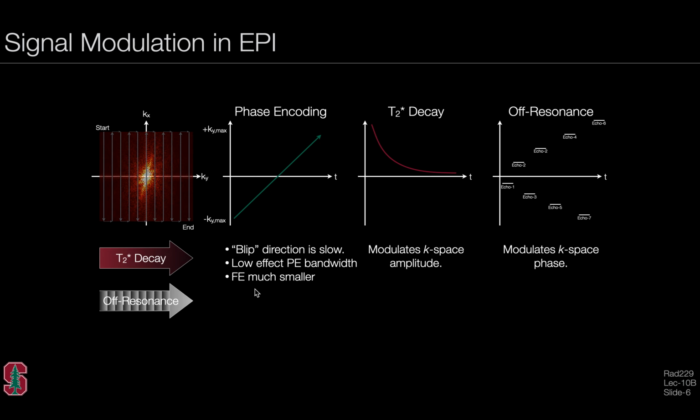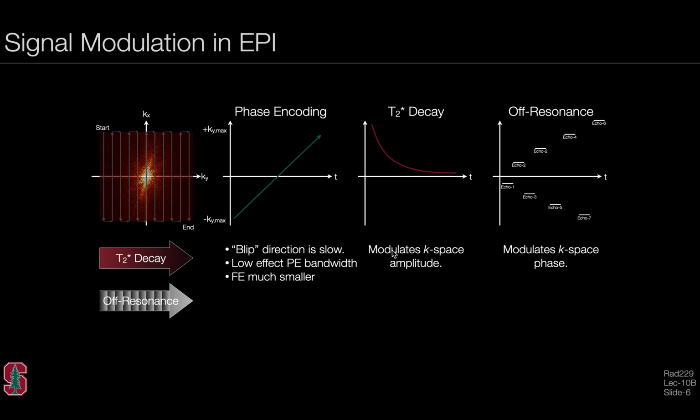Whereas the stepping in the frequency encode direction is very fast, and so these off-resonance effects, for example, are quite small, or the T2 star effects in the frequency encode direction are quite small. So now, as a function of the echoes that we're acquiring, we begin with a large amount of signal early on, but as the T2 star decay takes over, of course, the echo amplitude is getting smaller and smaller until it may be very close to 0 by the time you're acquiring many dozens of echoes.